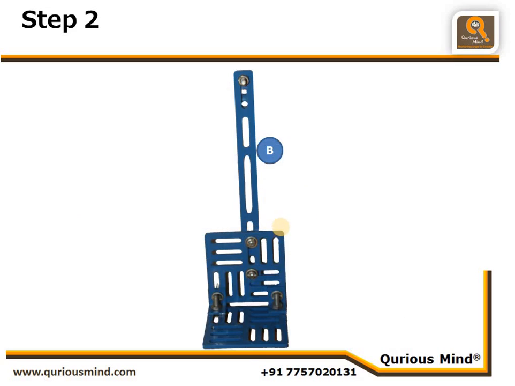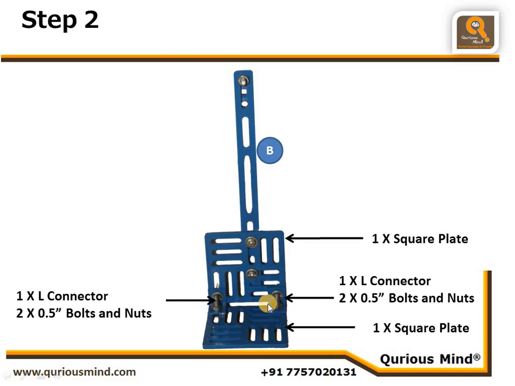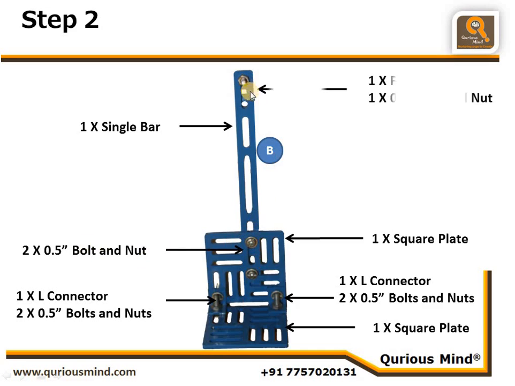In the next step, we are creating assembly B, where we are using 2 square plates and connecting them using 2 L connectors, one here, and those L connectors use 2 nut and bolts to connect these 2 square plates. We are also connecting one single bar to this using 2 nut and bolts here. And in addition, we have one more flat rotator to create hole at the top. So it will be connected to the part from assembly A. Let's move on to the next step.